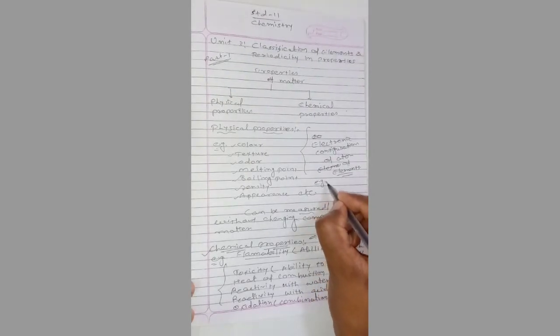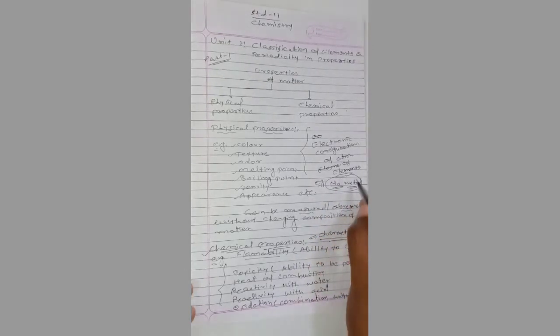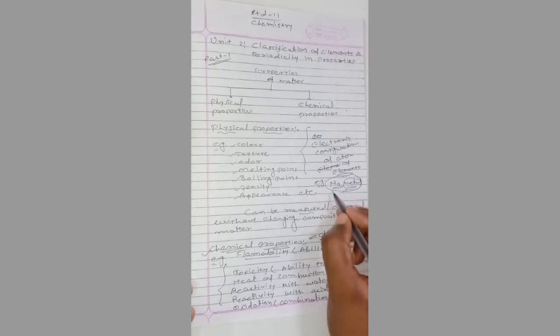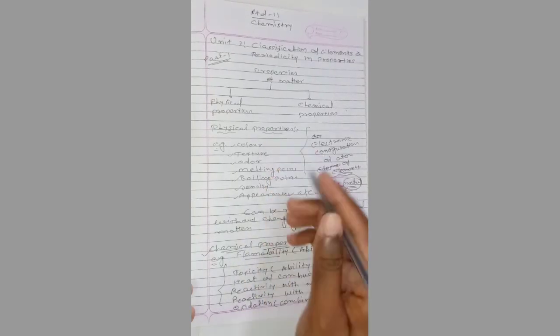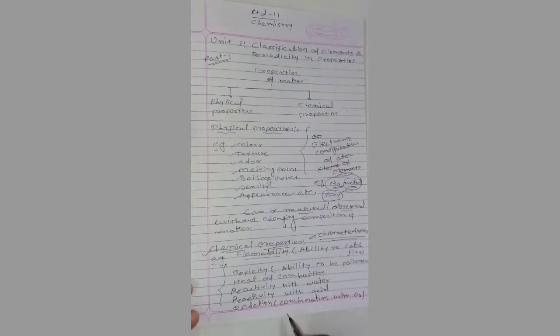For example, take sodium metal. Why is it classified or termed as a metal? It is shiny in appearance, that is its physical property, but its reactivity towards water is very high, that is its chemical property.